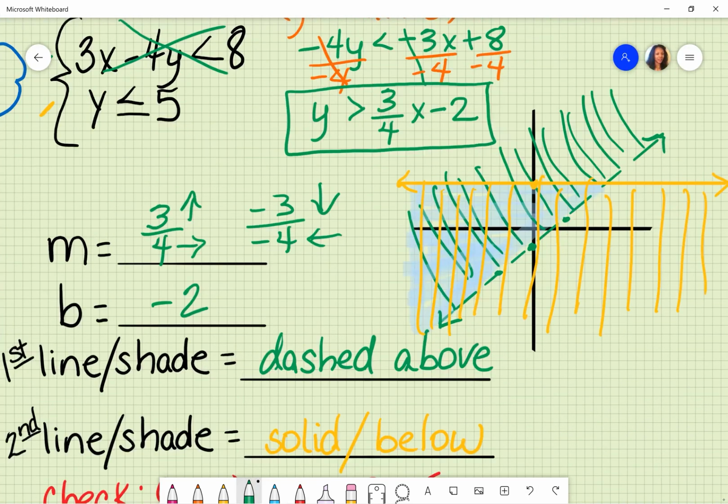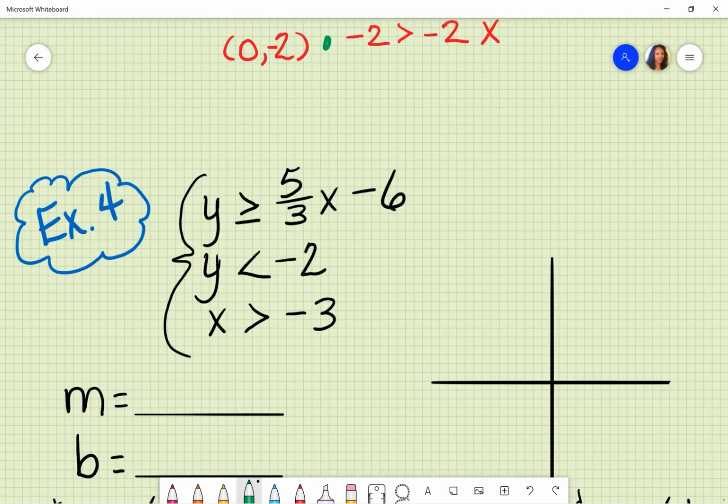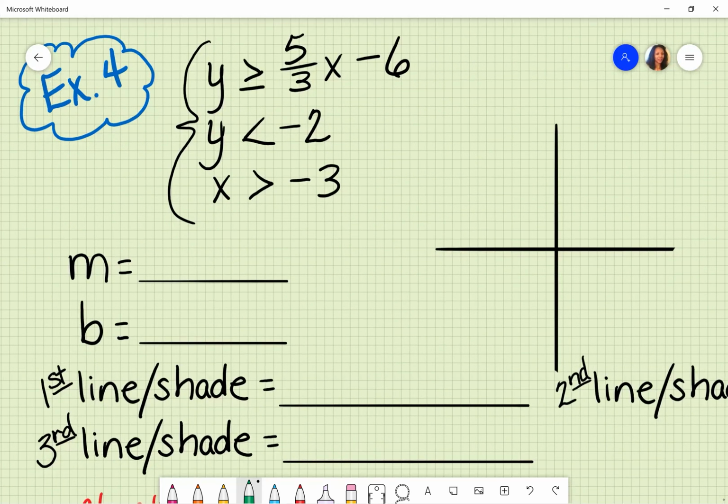And you see how I'm color coding? Because it will get confusing. So keep track of that. This is the last example, and I'm going to do the same thing, color code here.